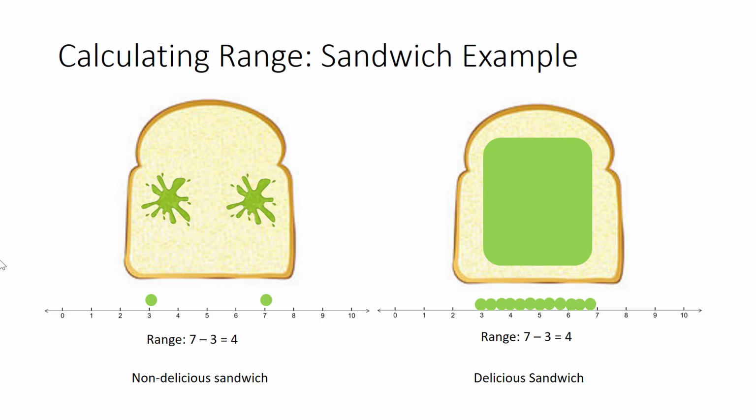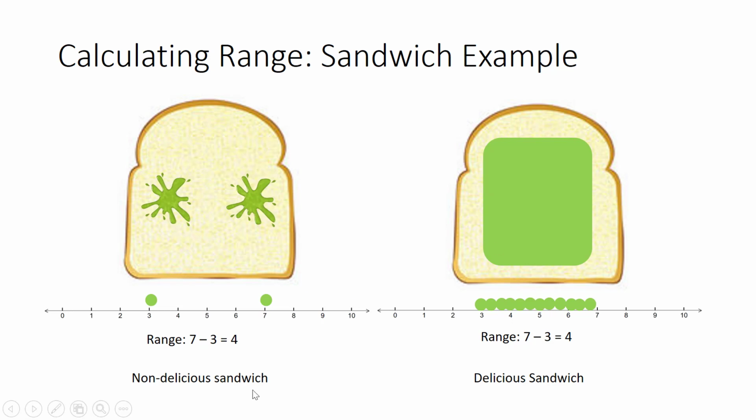On the right-hand side, you can see that almost every bite of your sandwich is going to have that spread, and it won't be dry, it will be delicious. So hopefully this example explains to you why the range is just really not the best measure of spread, because you can have the same exact range and really have completely different data sets.